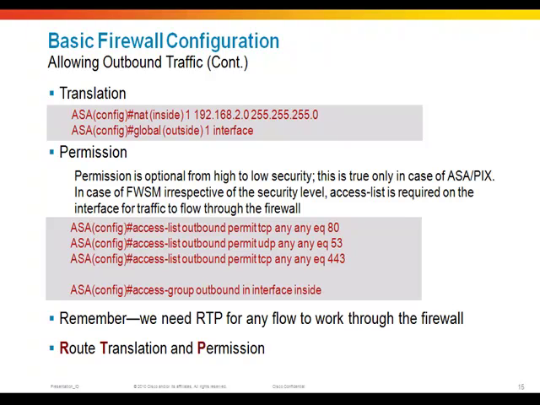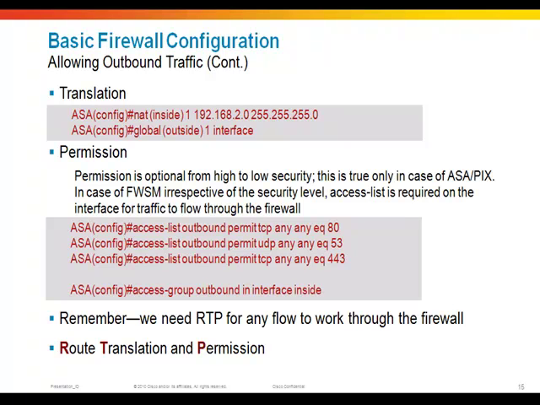So T stands for translation. So you have your inside network, the 192.168.2.0 network, a /24 network, and a global outside interface. These two lines tell the inside network, all the PCs, servers, and computers on that network, to look like the outside interface when they go out to the internet.